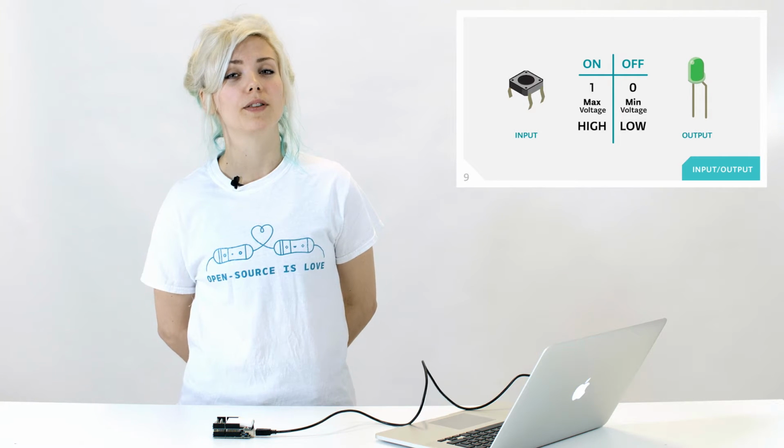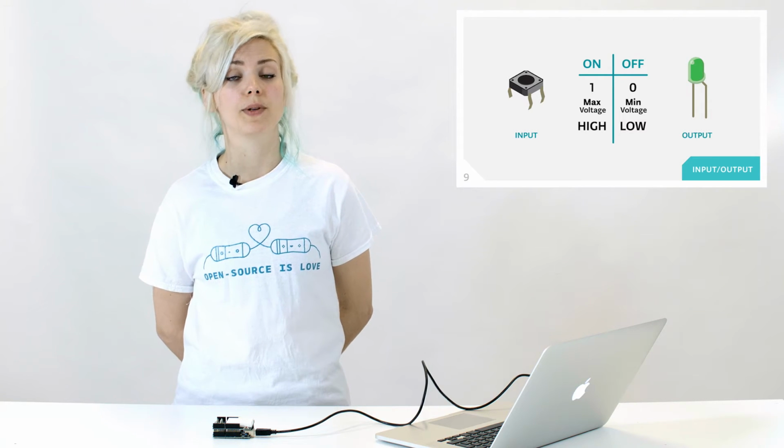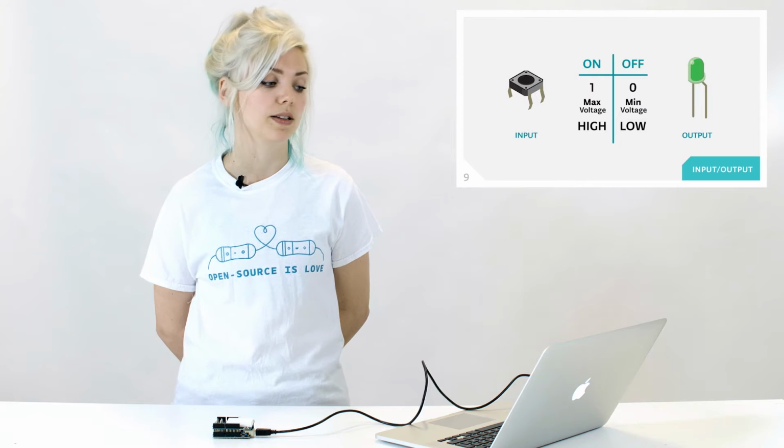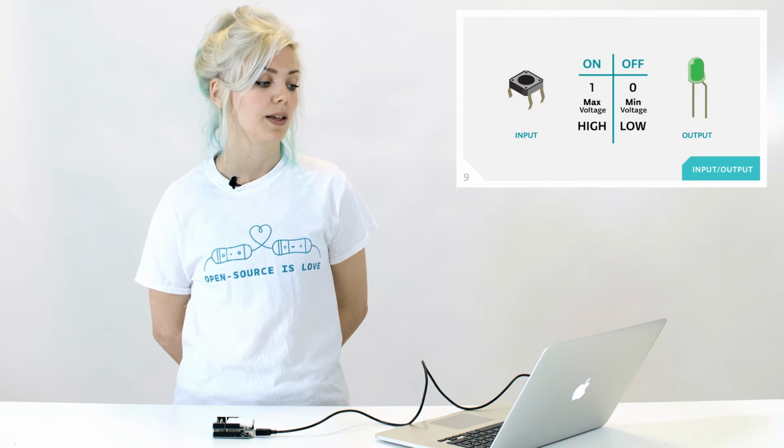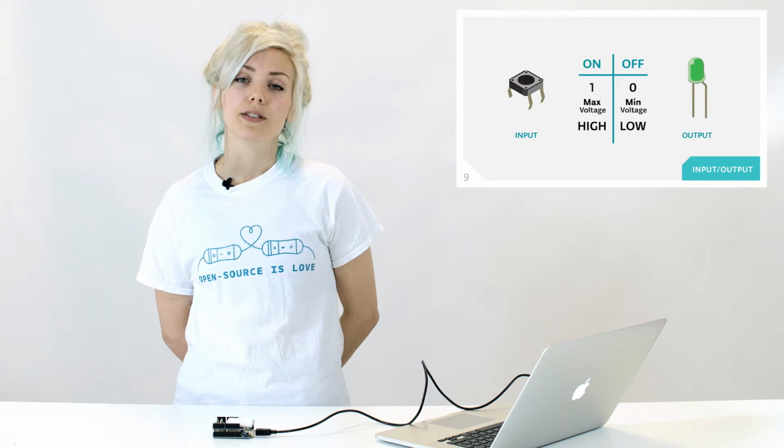You've probably heard that computers generally communicate through ones and zeros, and this is the same principle. In electronics, we can also simulate this or communicate this way using max voltage and minimum voltage. And as soon as we know the difference, we can set something to on or off.